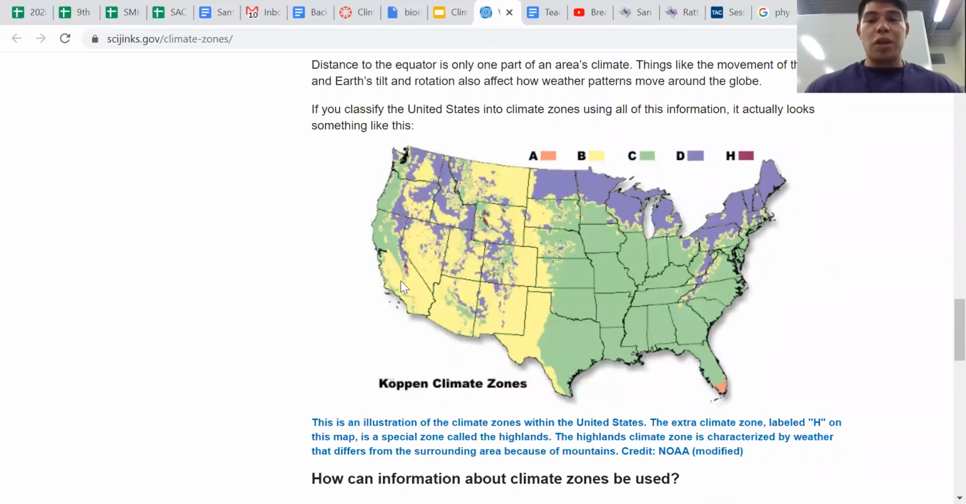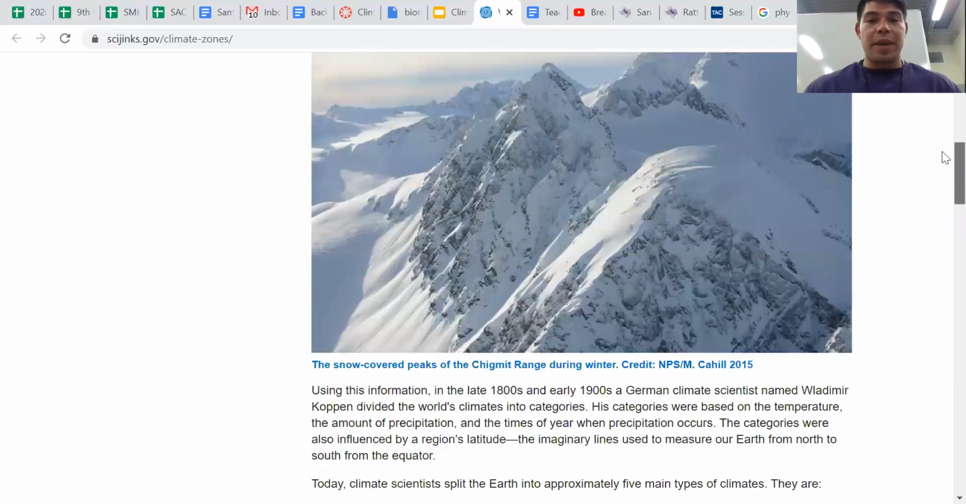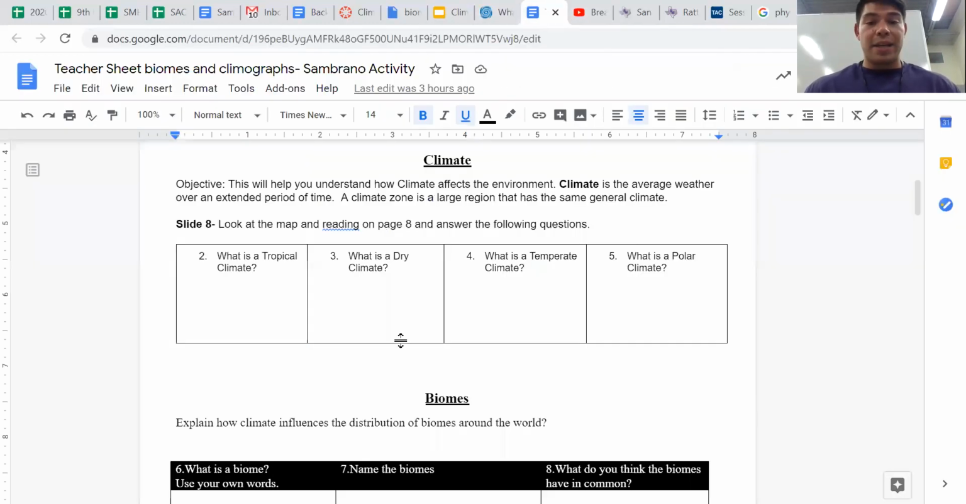What it looks like, you can look through here as well to look at different climate types. Okay. And again, once you read through this, you will answer these questions right here. So look at the map and look at the readings on page 8 and answer these following questions.